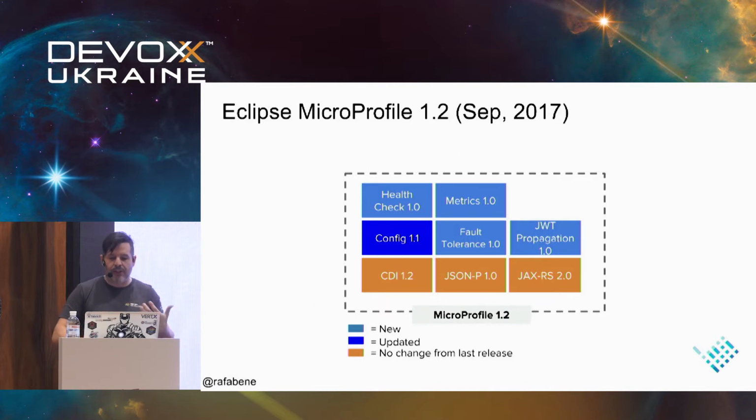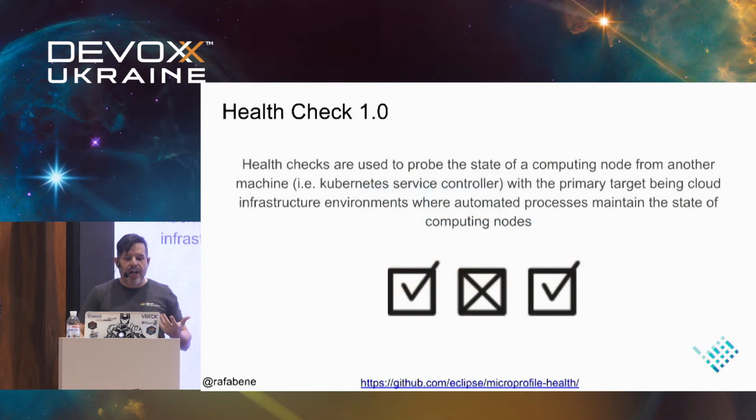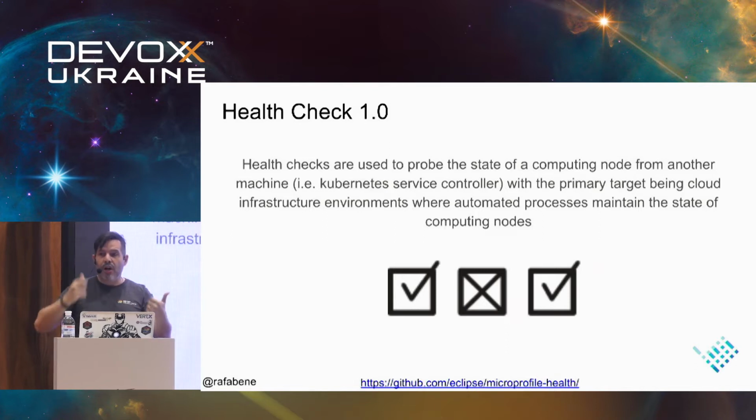So let's see what they are about. Health check. Well, every application needs to know their health status. For example, if you are running your application in a Kubernetes cluster, Kubernetes needs to know if your application is healthy. Because if it's not healthy, it will kill your container and create a new one, right? Or if it's not live or ready, it will avoid sending requests to your application.